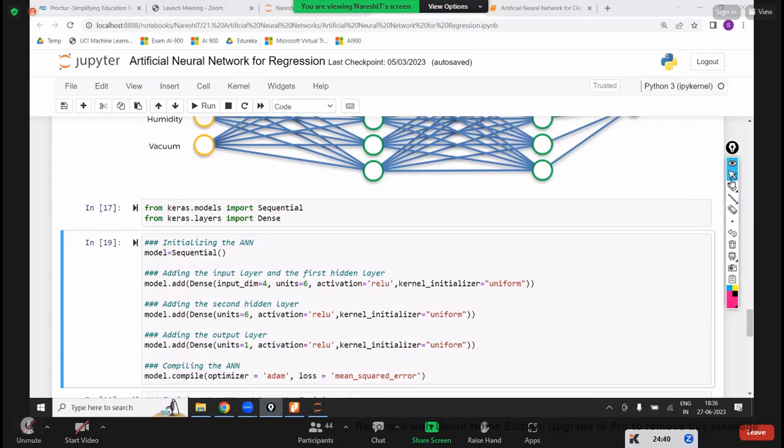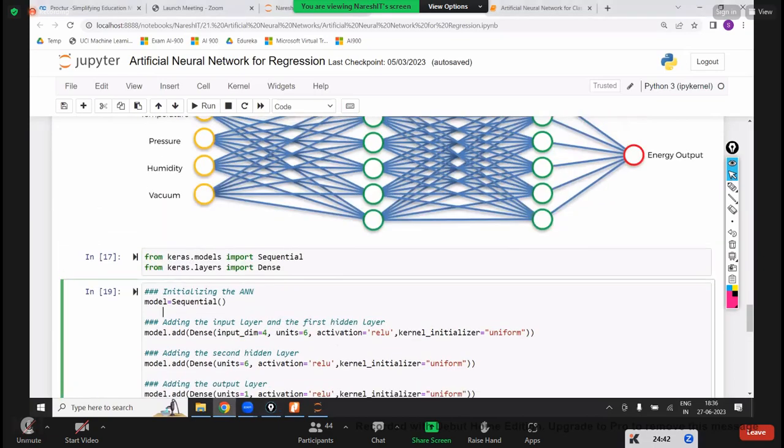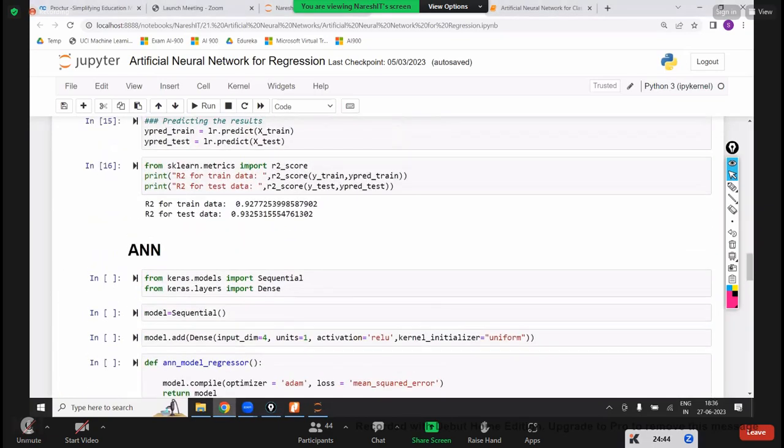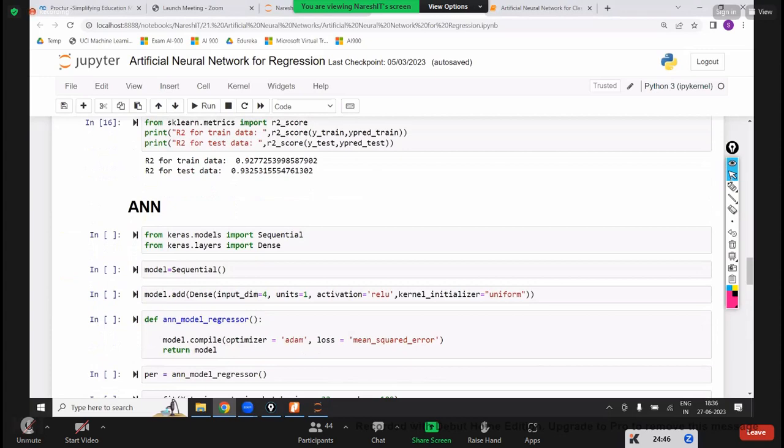Is that clear, guys? Now let us take a simple example, and for calculation purposes, I'm going to show you this. So here, model is equal to sequential, model dot add, input dimensions is equal to 4 and units is equal to 1. Units equal to 1 means 1 unit. And dense means you are going to take like this. Okay, this is the model.